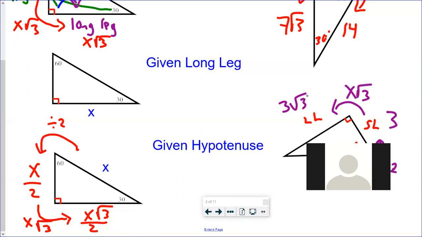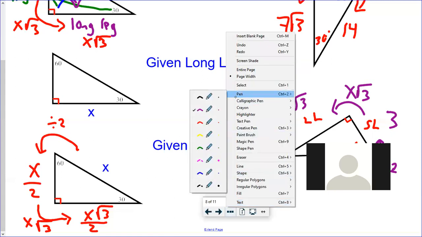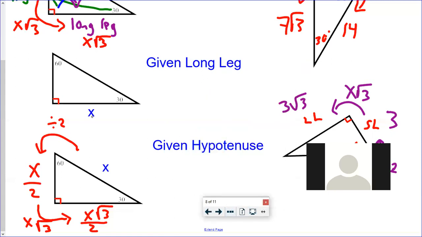And that's how you find those missing sides. Again, this is a lot easier, a lot faster than using the Pythagorean theorem or some other way. Now, the one that's a little bit tricky is if you're given the long leg. So in this scenario, I'm given the long leg.